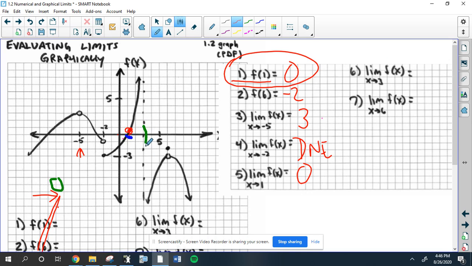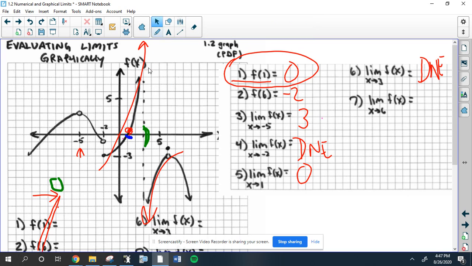x equals 3 is right here. That's a vertical asymptote. Stop there. A limit does not exist at the vertical asymptote. It goes to, in this case, positive infinity from the left. You're done. That's enough. But negative infinity from the right.